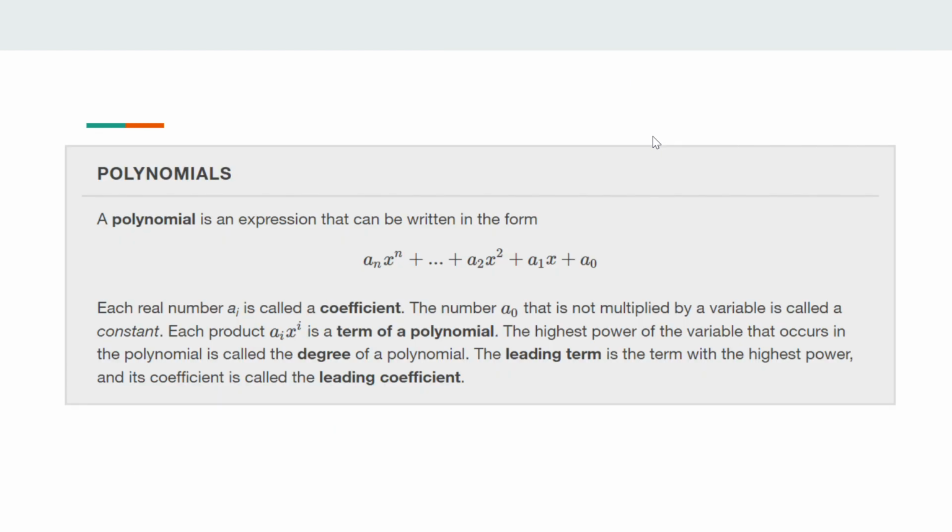So here's the formal definition of polynomials. A polynomial is an expression that can be written in this form, where the powers keep descending until they reach 0. Each real number a_i is called a coefficient. The number a_0 that is not multiplied by a variable is called a constant. Each product a_i x to the power of i is a term of the polynomial. The highest power of a variable that occurs in the polynomial is called the degree of the polynomial. The leading term is the term with the highest power, and its coefficient is called the leading coefficient.